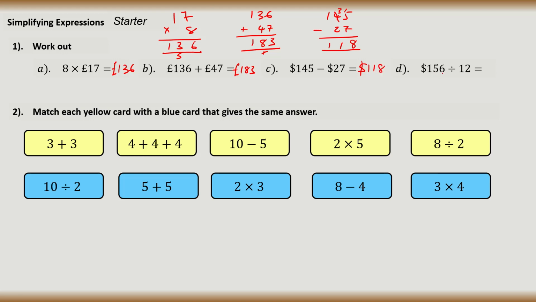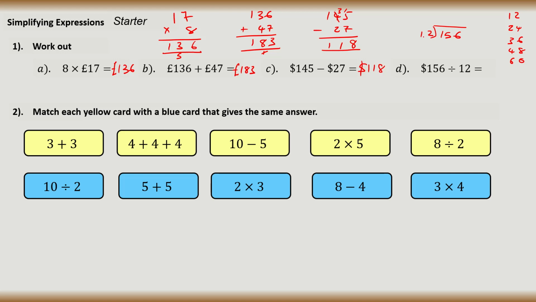And the final one is a division. So what am I going to use to divide? Correct. Bus stop, or short division. 156 in the bus shelter divided by 12. And if you know your 12 times table, that's great. If not, we'll just put our 12 times table here. 12 ones, 12 twos are 24, 12 threes are 36, 12 fours, 48, and 12 fives, 60.